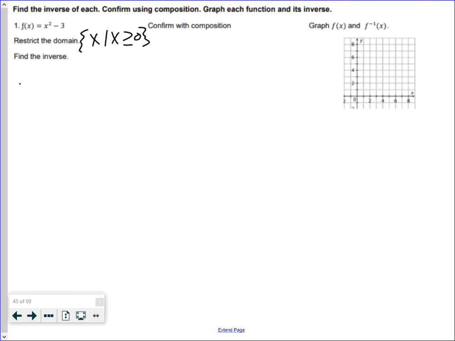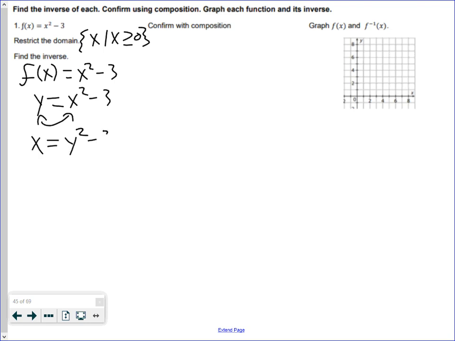So to find the inverse, first we have the function f of x equals x squared minus 3. We're going to change it into y equals x squared minus 3. And now we're just going to switch the variables y and x. There's no math involved in this step. We're just changing where each variable is. So instead of y equals x squared minus 3, it's now x equals y squared minus 3.